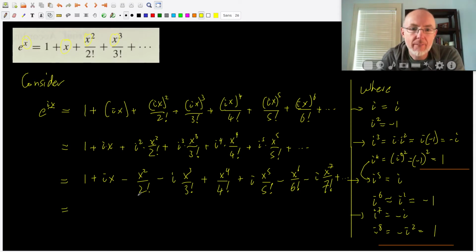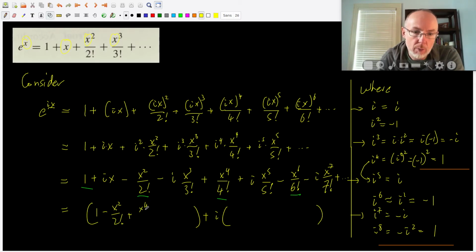So notice half the terms end up with i's in them and half of them don't. The ones that don't have an i in them are all of the even powers. So I'm going to write them in this bracket. I've got a 1, and then I've got an x squared over 2 factorial, and then I've got an x to the 4 over 4 factorial, and then I've got a negative x to the 6 over 6 factorial, and then plus dot dot dot.